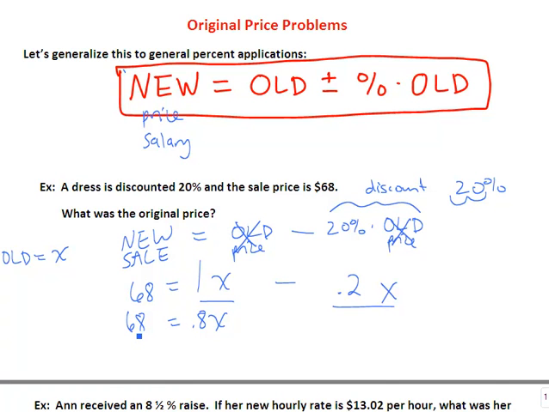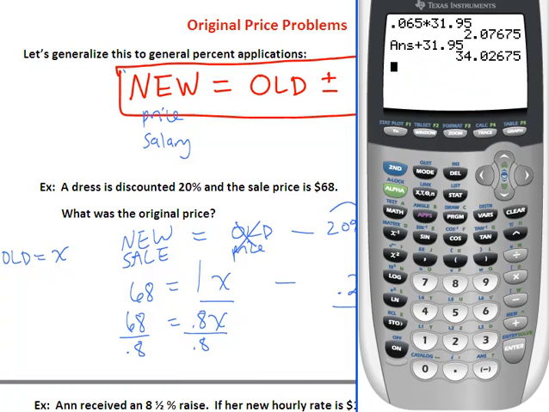So if you're getting a dress on sale for 20%, what you end up paying is 80% of the original price. So 80% of what is 68 bucks. That's what we're trying to answer here. So let's solve it. We're going to divide both sides by 0.8. I'm going to need my calculator again. So we want to do 68 divided by 0.8.